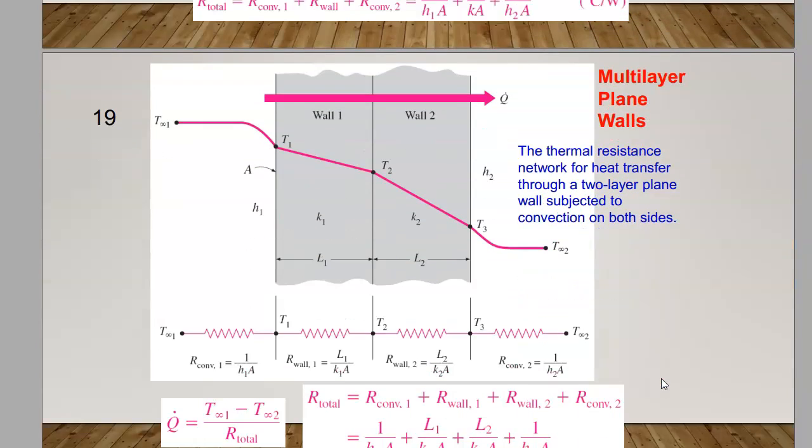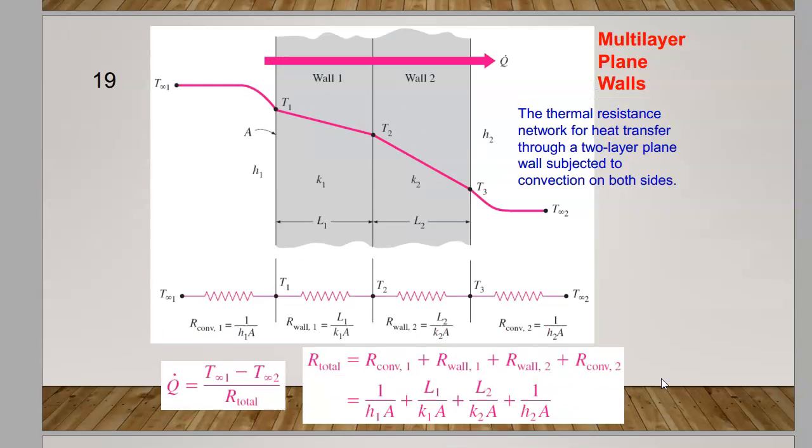Okay, let's have a look at another slide, which is the multiple plane wall. For the previous one we had only one plane, but here we have multiple planes. So we have wall 1 and wall 2, which are different materials, K1 and K2. If you see, the gradient is a bit sloped compared to this, right?